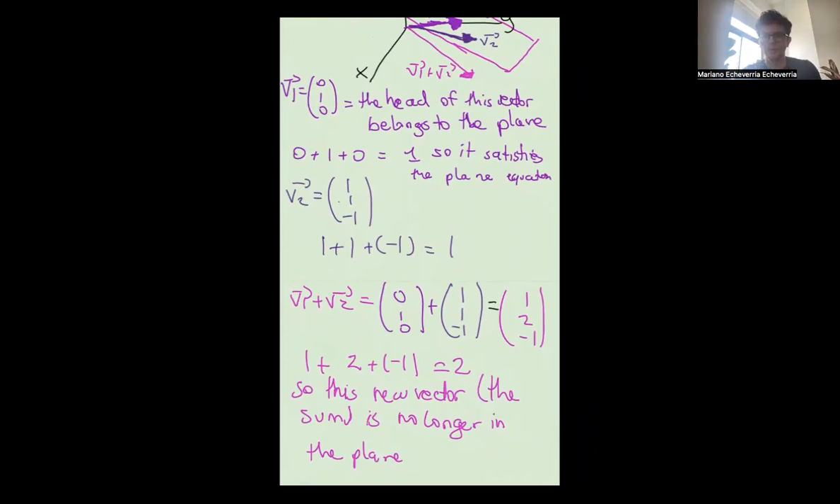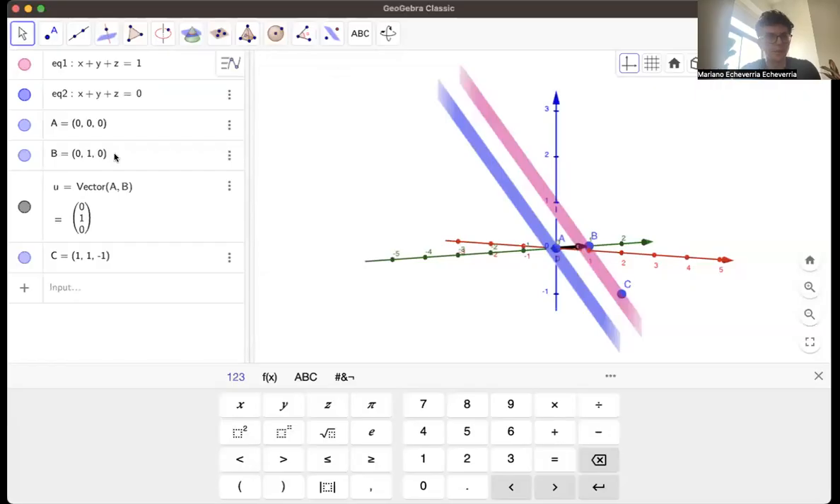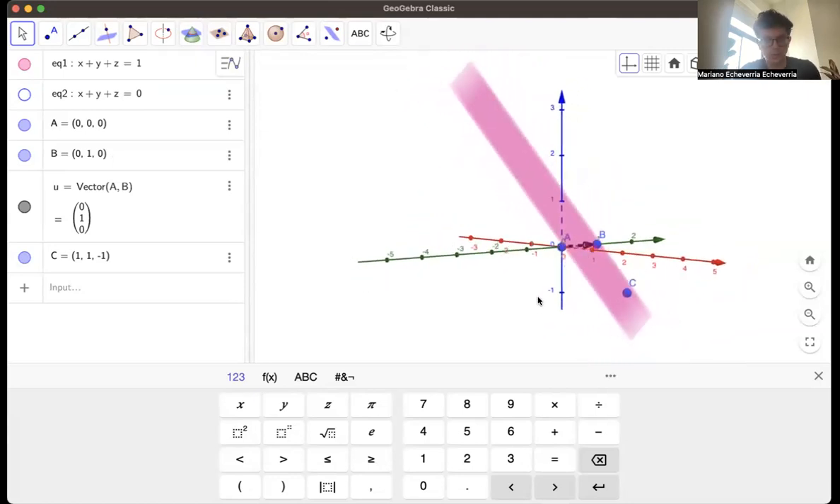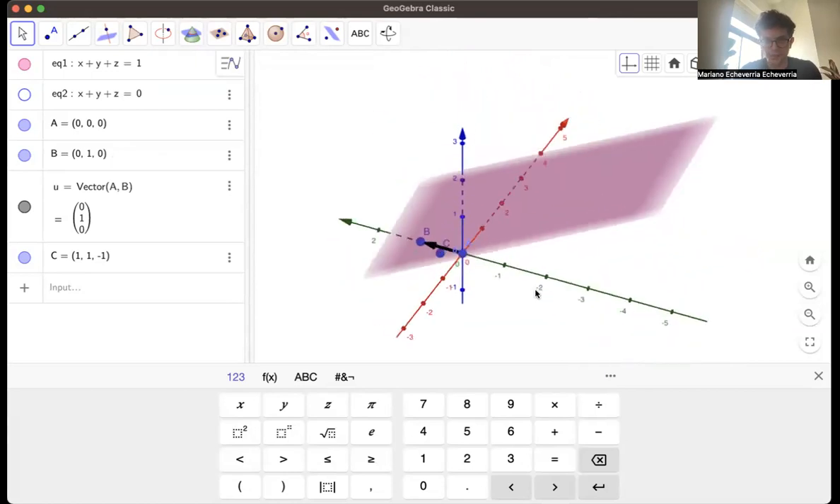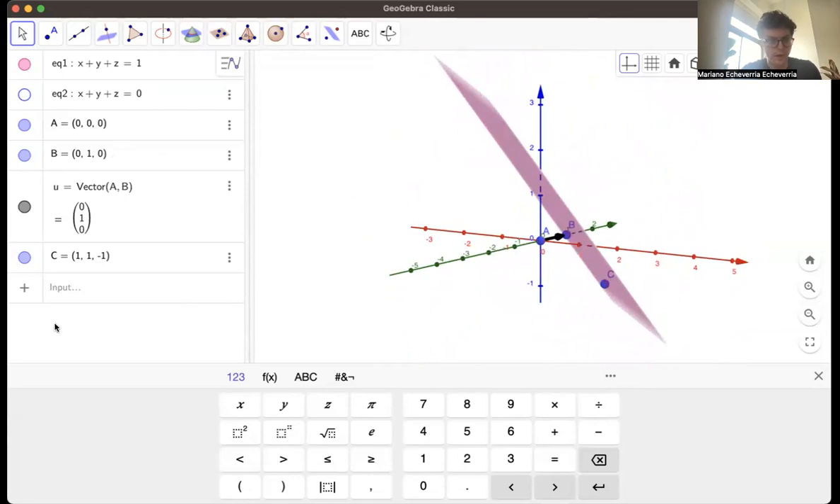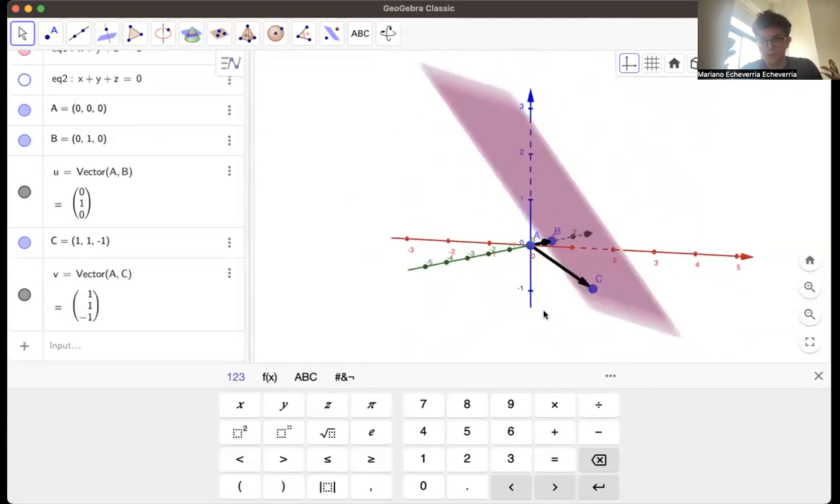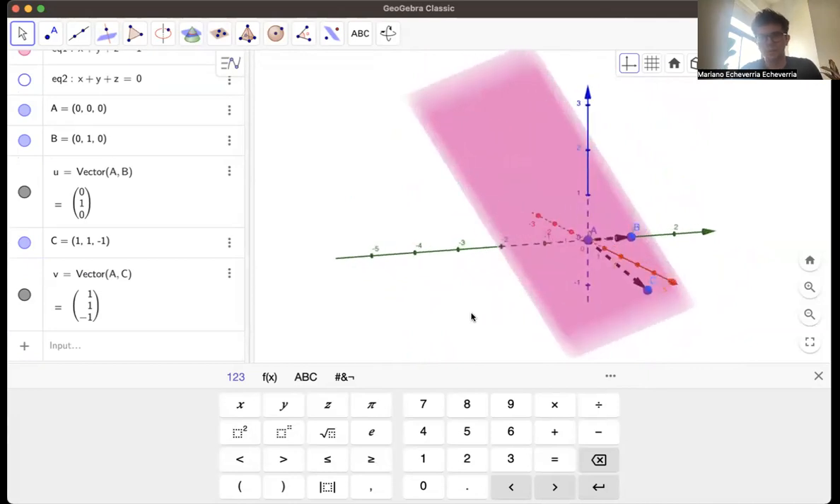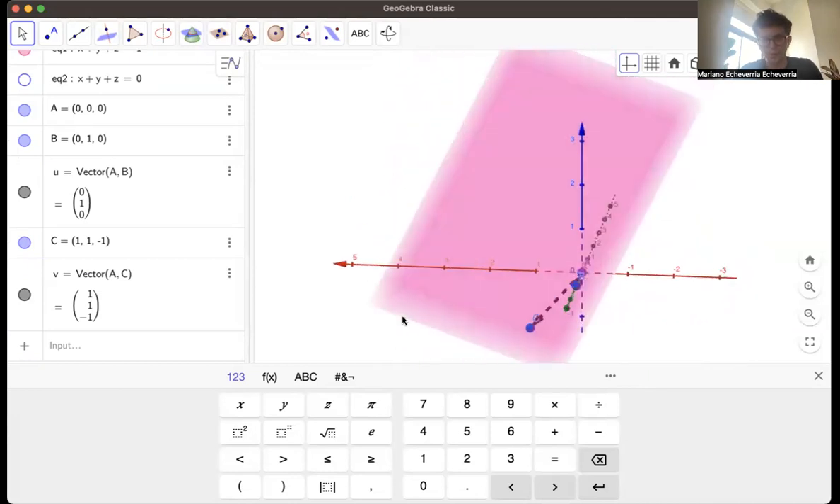So just to give you an idea of how this looks on GeoGebra, let me show you. Let me hide the second plane. So I had one vector, this vector that you see here. That's what corresponds to V1. Then I had another vector corresponding to V2. You see that each of them terminates on the plane, right? They're being called U and V in this GeoGebra because that's just easier to name them that way.